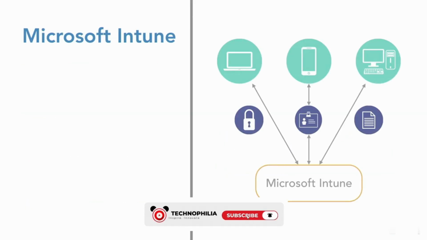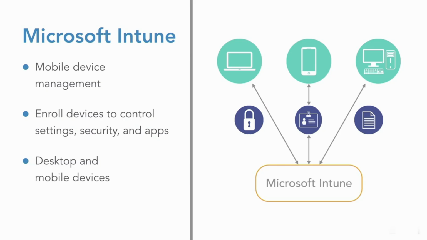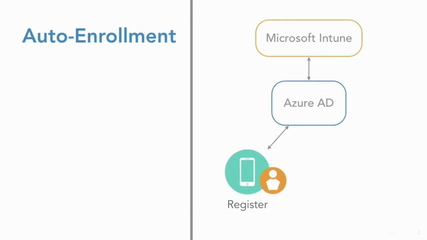Microsoft Intune is a mobile device management solution. Once devices are enrolled into Intune, they can be managed by central IT. Intune can control device configuration, security, manage access, and deploy apps for all desktop and mobile devices that your end users work with. Devices can be manually enrolled by administrators, but it's far more efficient to allow users to auto-enroll their devices. Devices can be auto-enrolled into Intune in two ways.